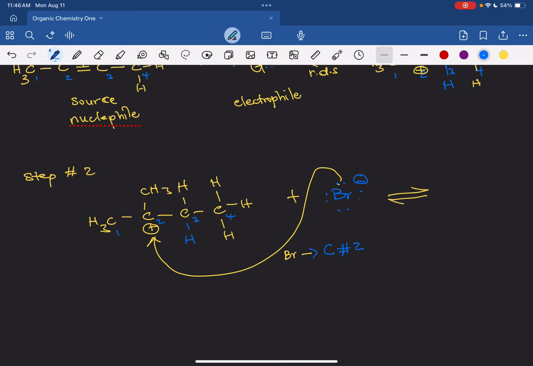Okay? And this, by the way, is your fast step. It's fast because this is an intermediate. Your carbocation is an intermediate. You meet other intermediates as you learn organic chemistry, but intermediates are extremely reactive because they lack electrons. So they are happy and quickly ready to gain electrons. That's why they're so reactive. As soon as your carbocation is formed, it reacts immediately with the bromine.